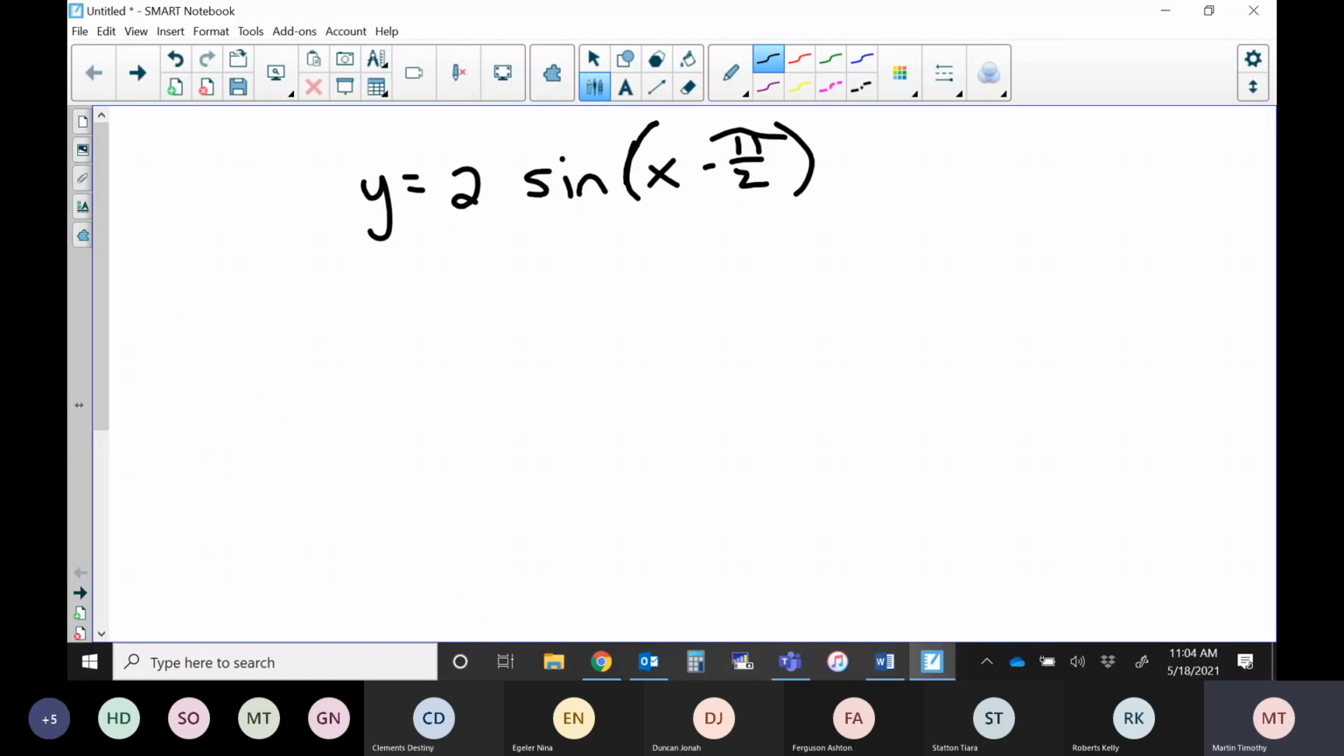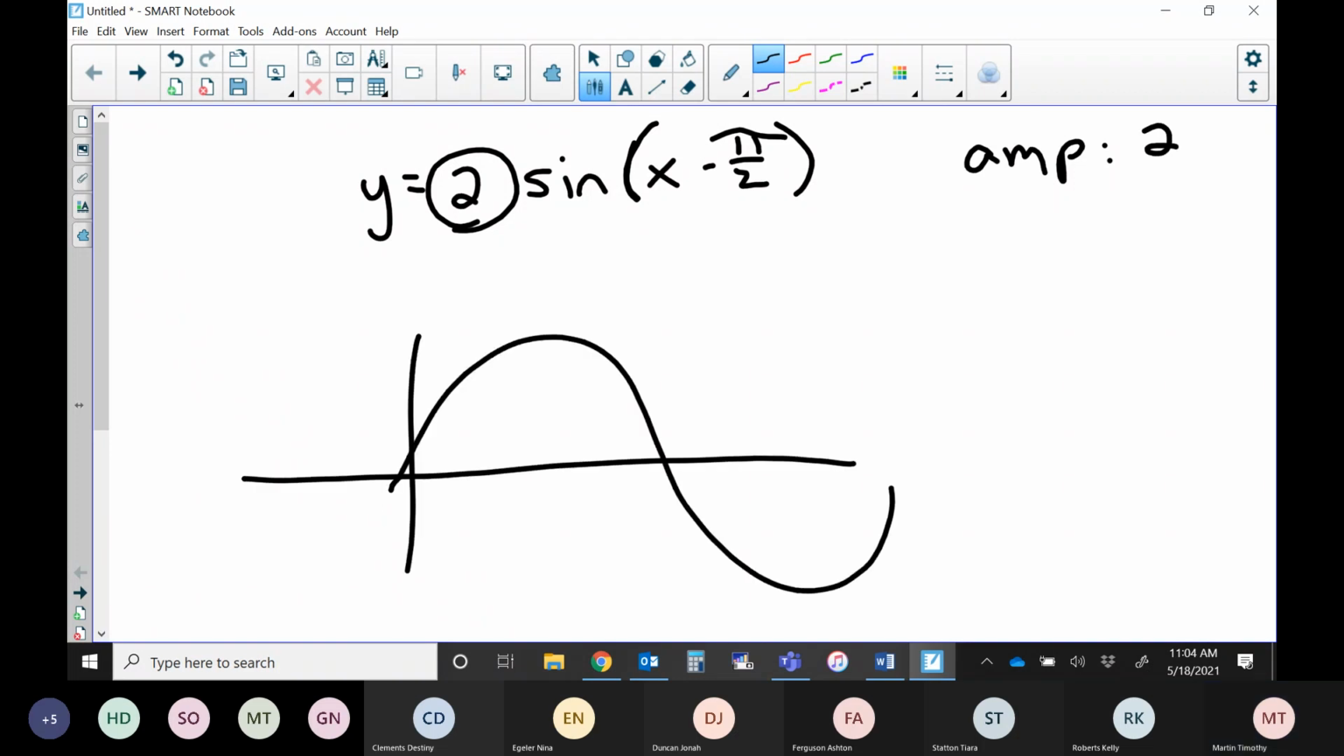Now, we're going to talk about all the different pieces and how they affect our graph. This right here is still going to affect only the amplitude. So amplitude is still going to be 2. My amplitude affects the height from the midline, which by the way, my midline has always been y equals 0 so far. That will change today. My amplitude is the distance from the midline to the top and from the midline to the minimum. And it's been 1.